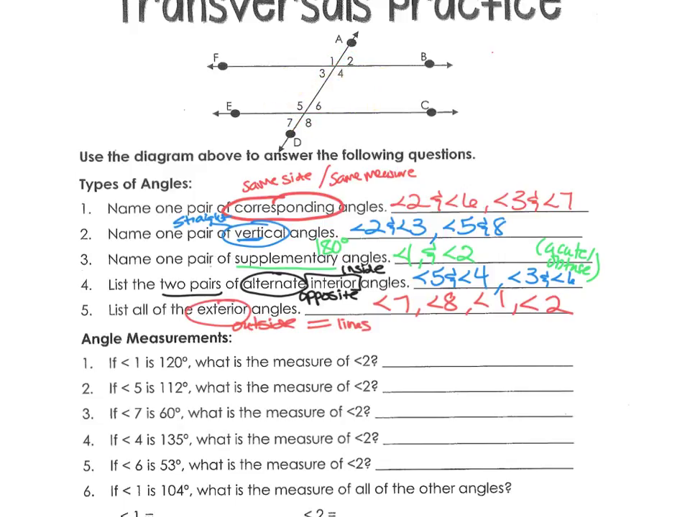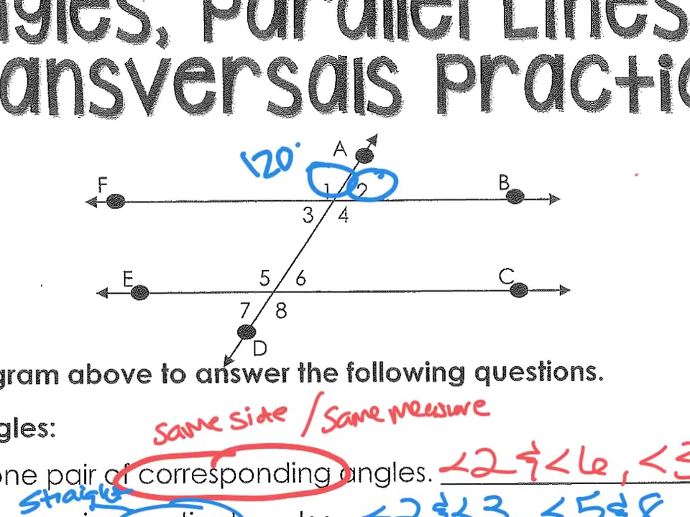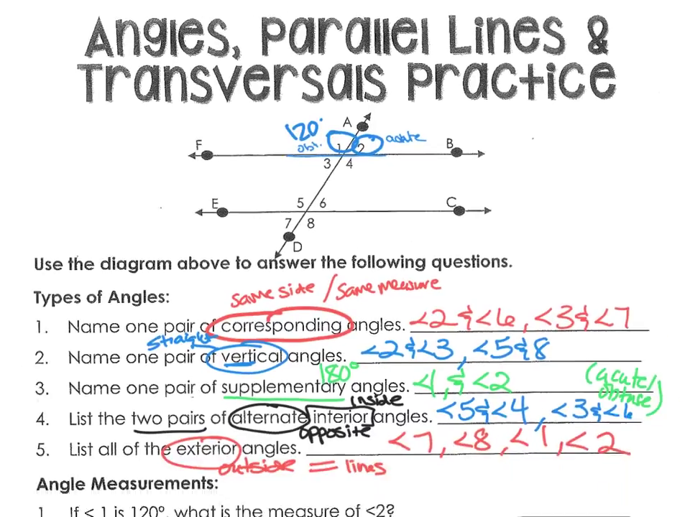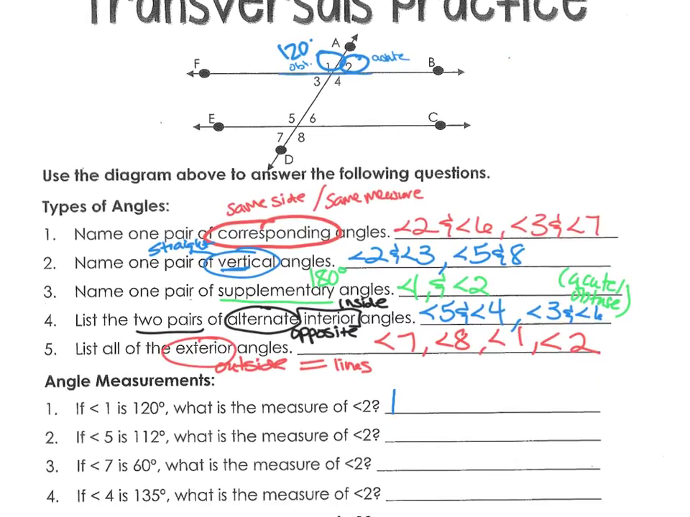But if we're measuring them, if angle 1 is 120 degrees, what is the measure of angle 2? So we need to see the relationship between angle 1 and angle 2. They wouldn't be the same measurement. This is an obtuse and this is an acute. They're on a straight line, so they add up to be 180. So I would have to say 180 minus that 120 equals 60.